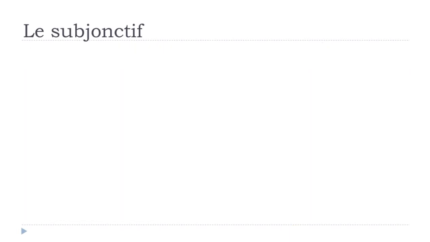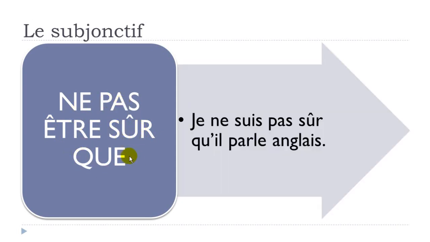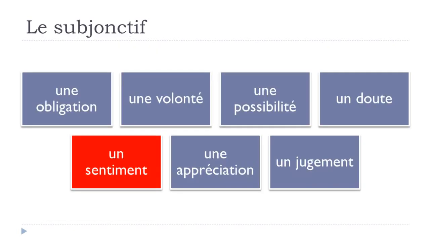Un doute, a doubt. So let's see what we've got. The structure, so être sûr, to be sure. But then, of course, you should put the negative form of this, so ne pas être sûr que, because you want to express a doubt. So, je ne suis pas sûr qu'il parle anglais. I'm not sure that he speaks English. And here you've got your verb parle, and this form is the subjunctive, okay? Let's see the next one.